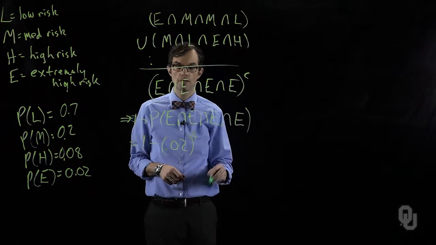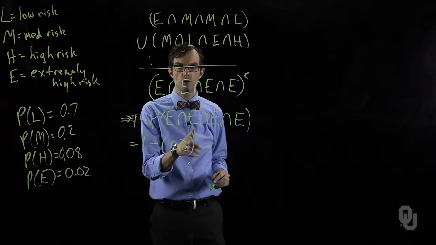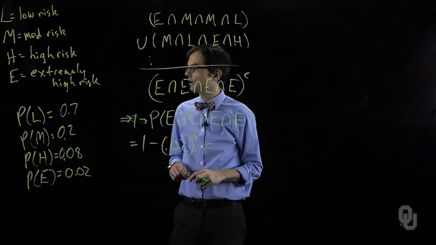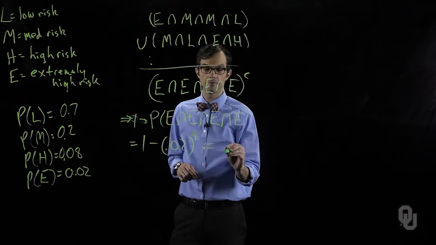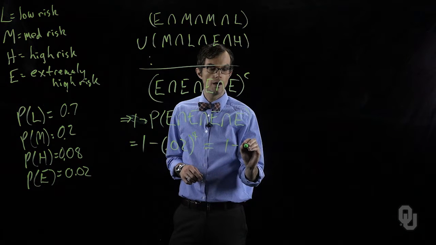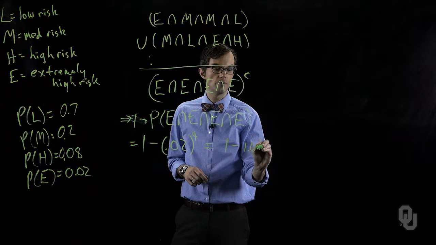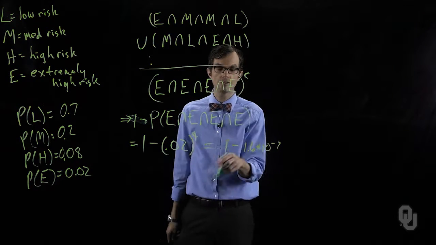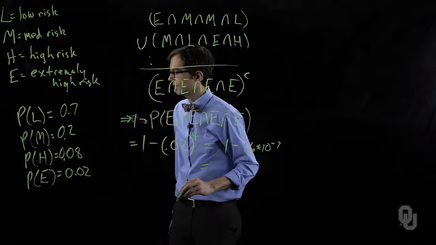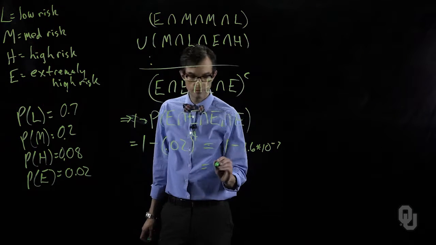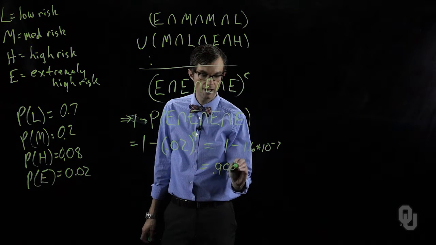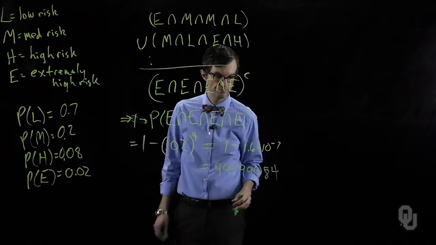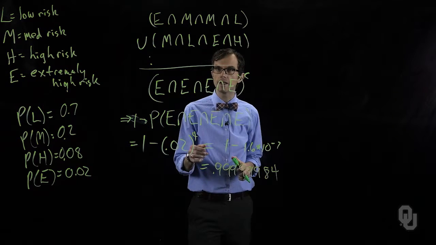Okay? If we take 0.02 to the 4th, we get something like 1.6 times 10 to the minus 7. So 1 minus 1.6 times 10 to the minus 7. That's a pretty small number. 1 minus that still gives us something that's quite close to 1. And in fact, that is 0.9999998.